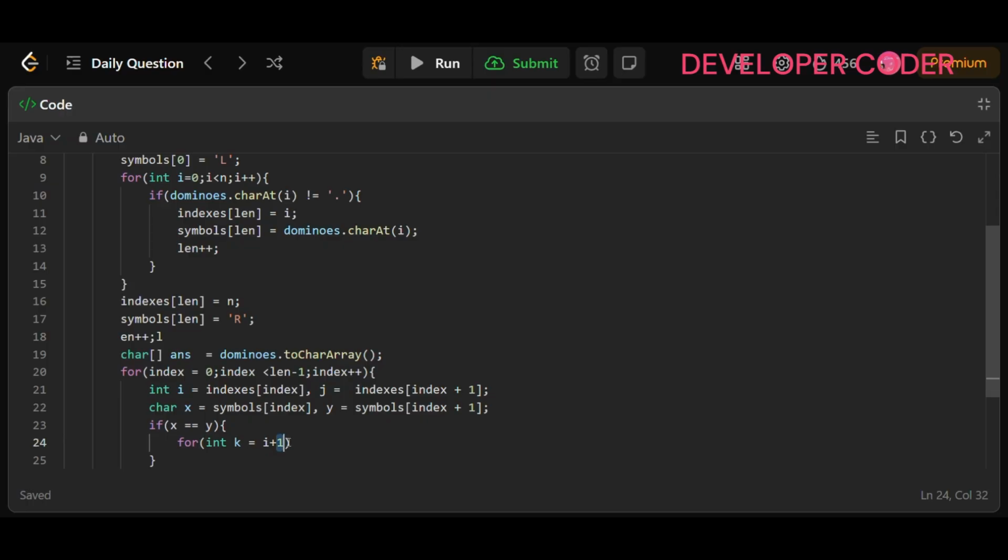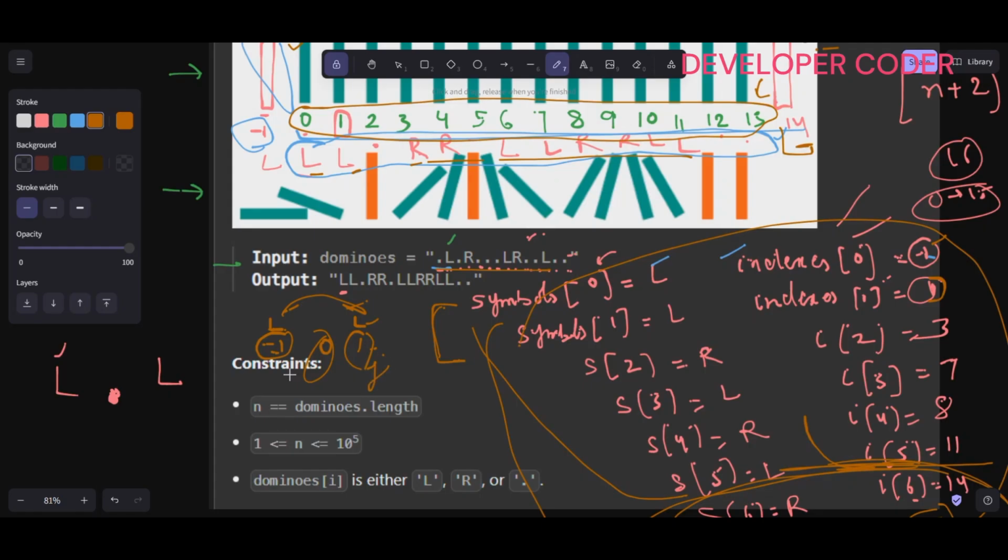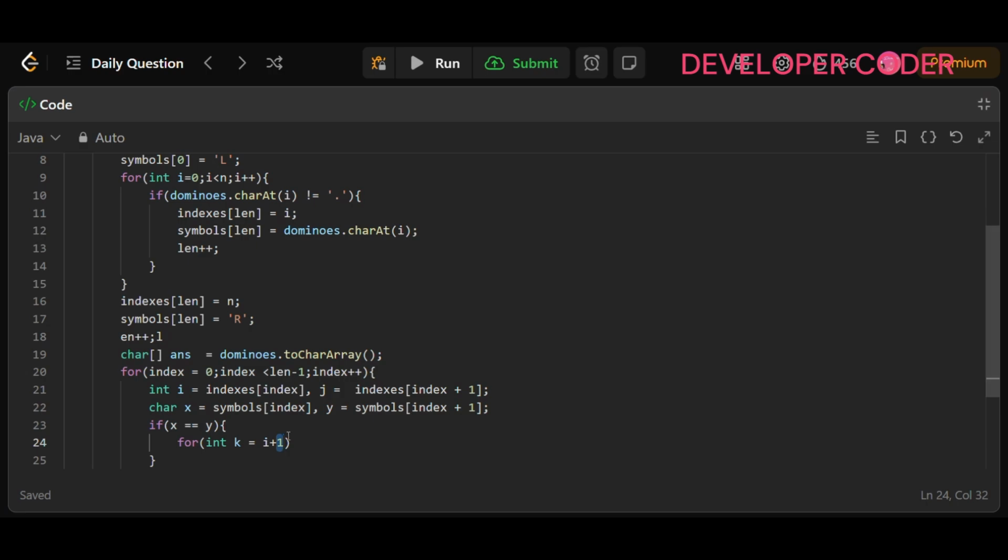And it is going to run until j, j is at this position. I is here, so i plus 1. From here your k is running until here only. It will stop here, until less than j. So here k is i plus 1, and here you have to write k is less than j, and k plus plus.